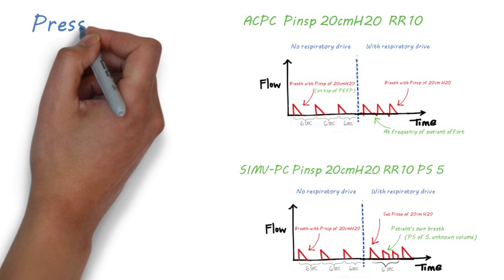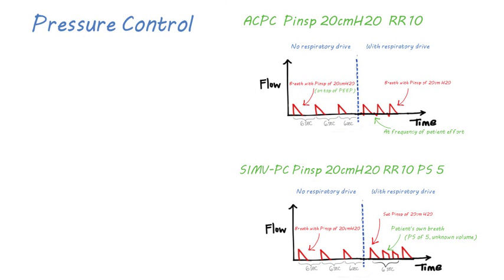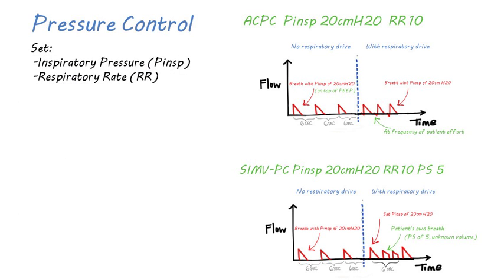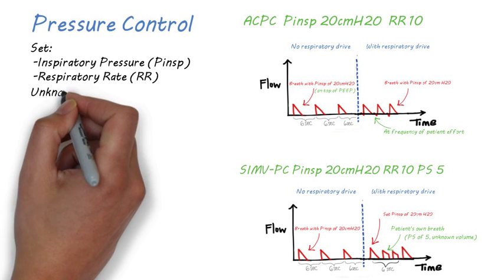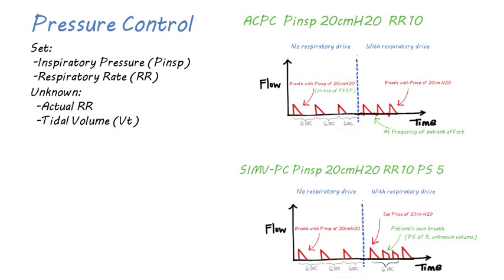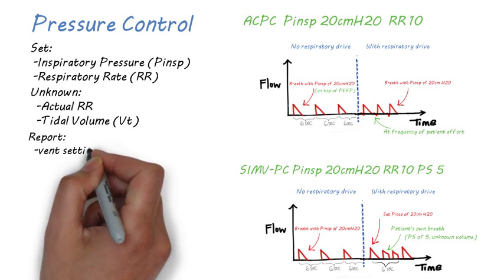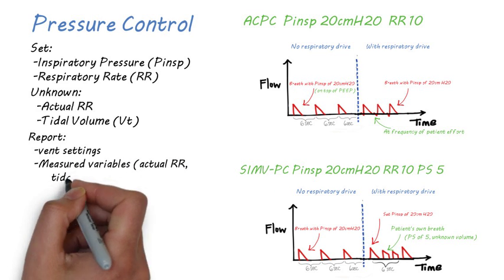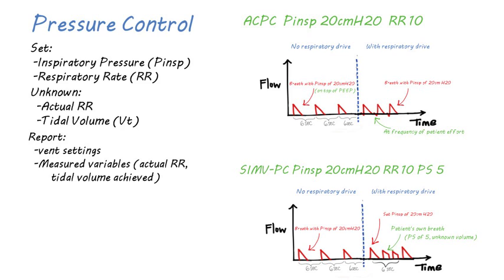With these two pressure modes of ventilation, we have set inspiratory pressure and respiratory rate. Unknown variables include the actual respiratory rate and the tidal volume generated. When you are reporting values on a patient with a pressure control mode, you should report your ventilator settings and also the measured variables, including patient respiratory rate and tidal volume achieved.